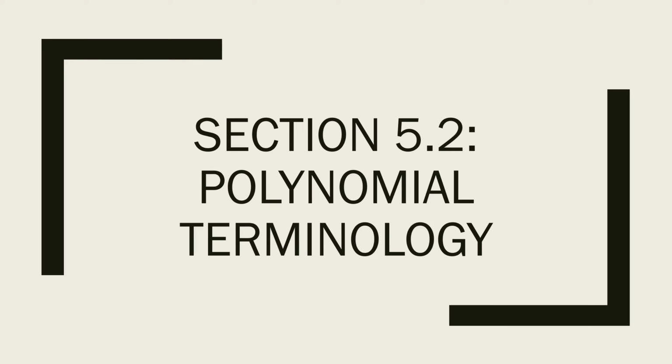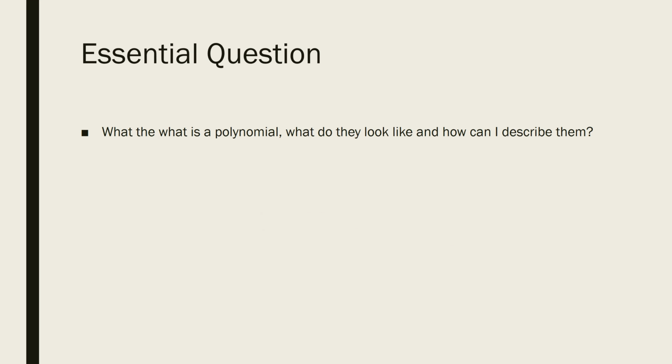It's polynomial terminology. For all of you who didn't know what polynomials were, I'm finally going to define this for you. For all of you that didn't know or didn't care, whatever, here it comes. The essential question: what is a polynomial? What do they look like? Probably I should have put an Oxford comma here. And how can I describe them?